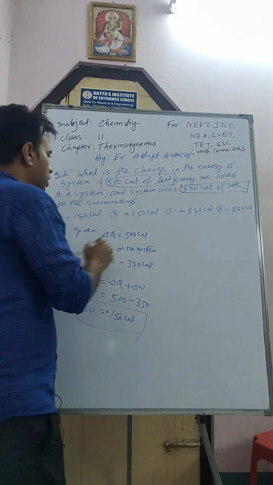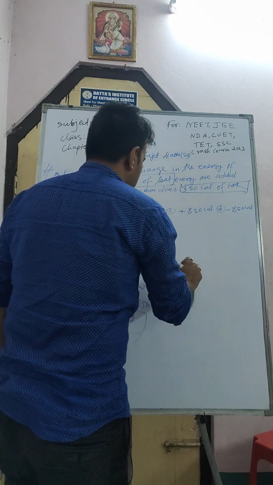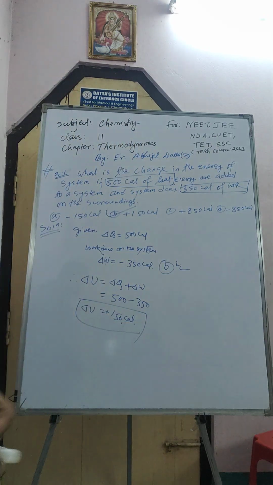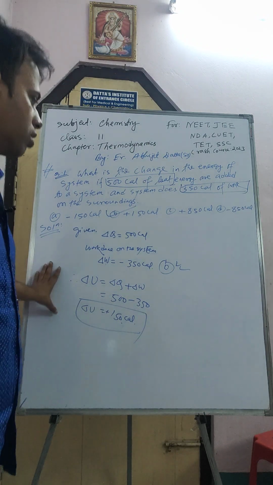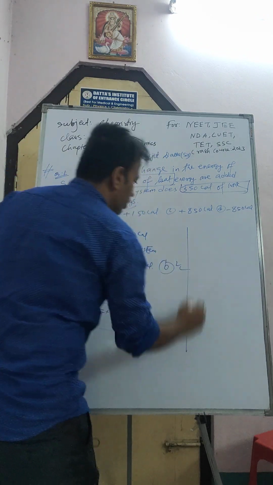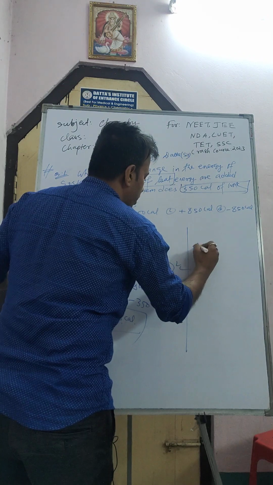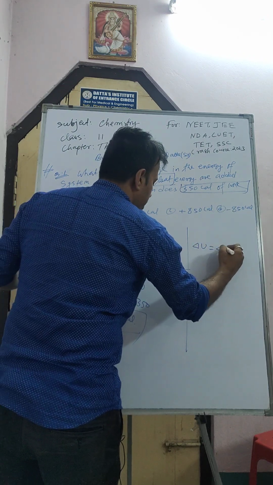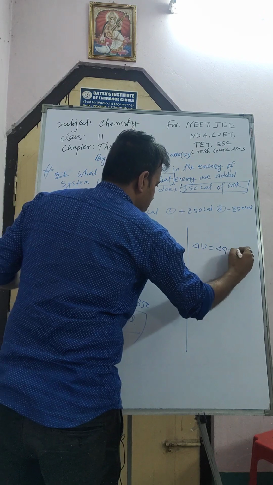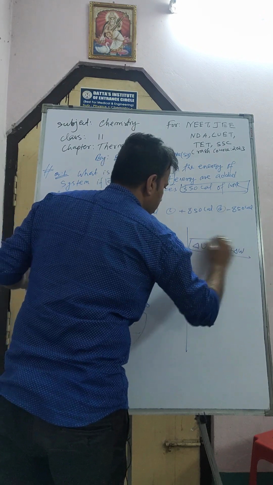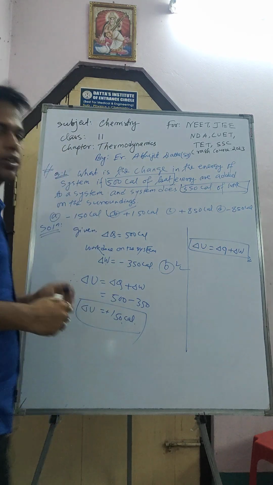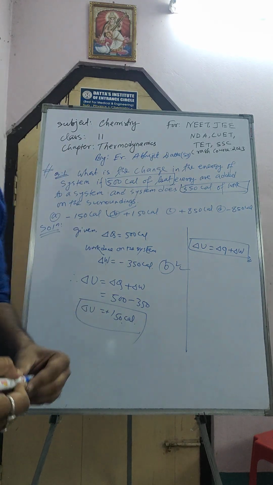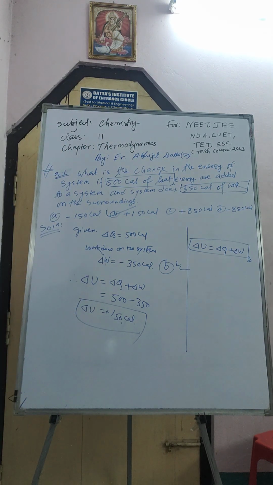So which option is correct, sir? Option B is the correct answer here, okay? Let me explain. This is from the first law of thermodynamics. We know that the first law of thermodynamics is del U is equal to del Q plus del W. This is the first law of thermodynamics, and from that we find it, okay? So move on to the next question.